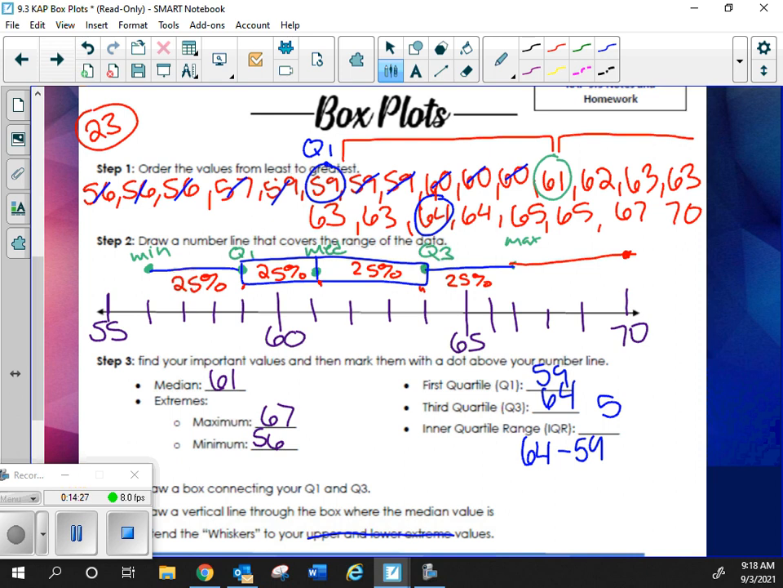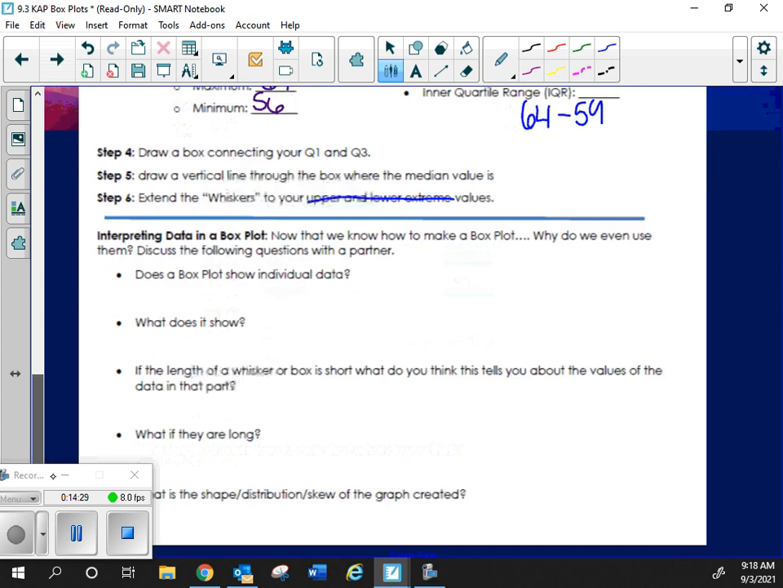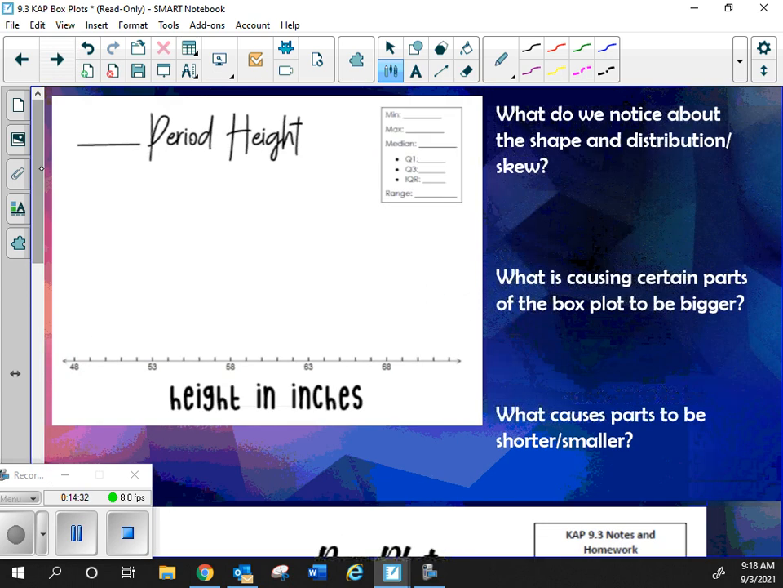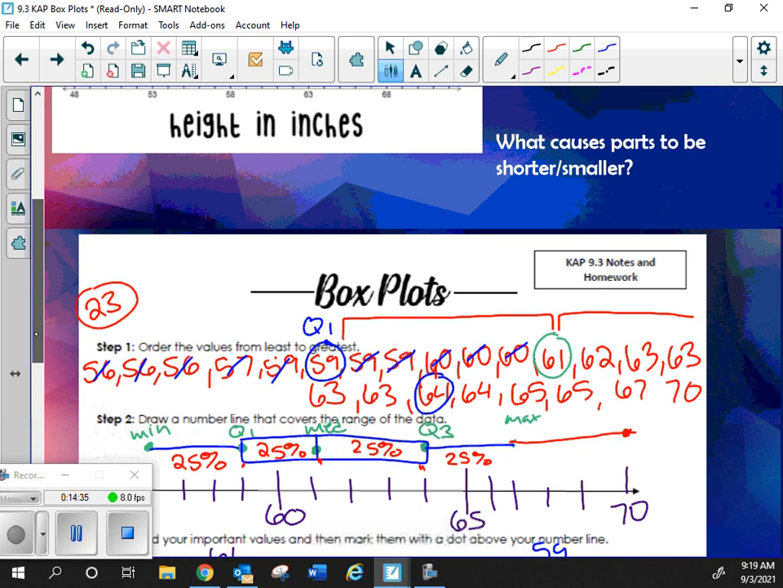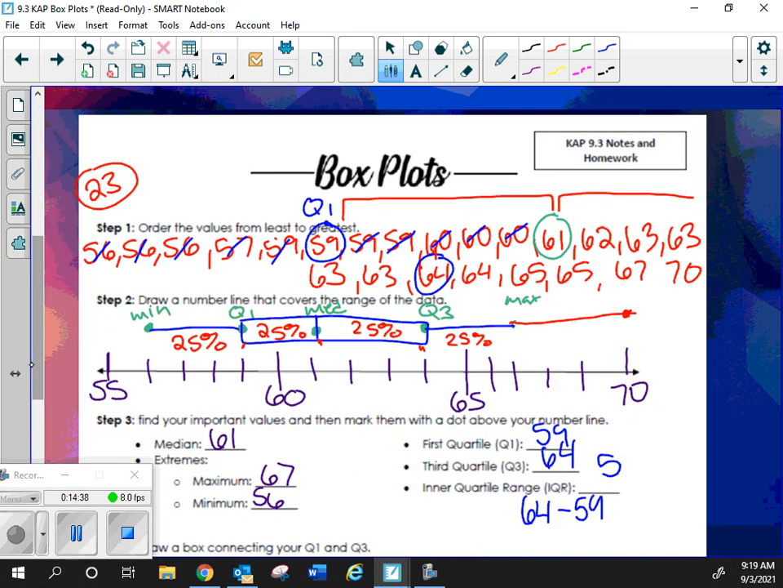Sort of, kind of. Okay, so let's do a summary. These questions are up here. Let's talk about other things we noticed about the shape and distribution. What were some of the words we used for shape and distribution?